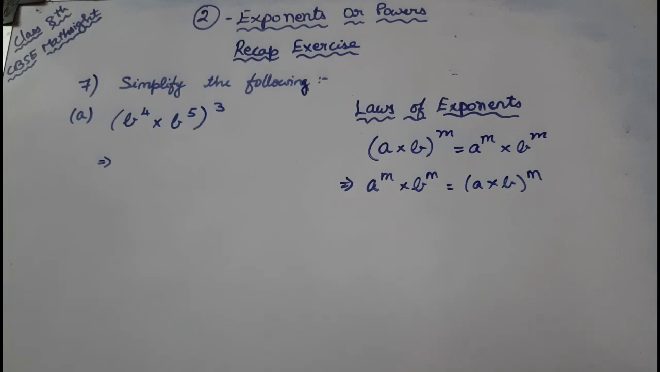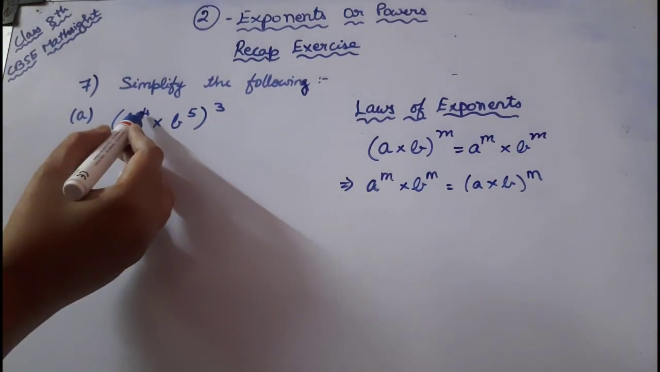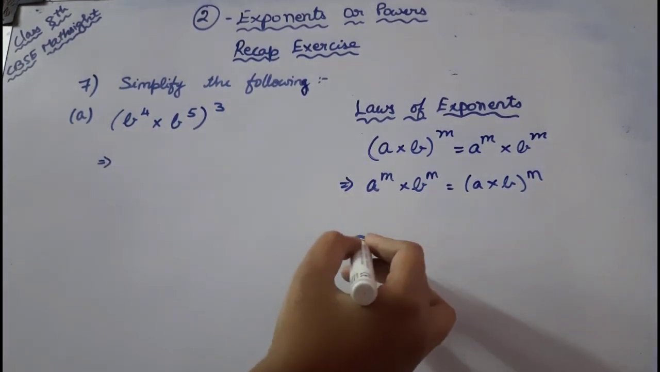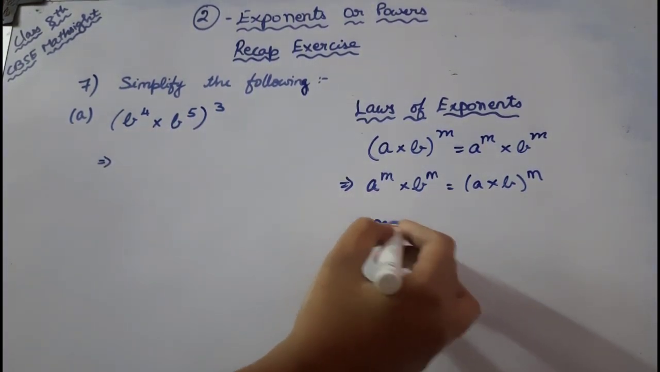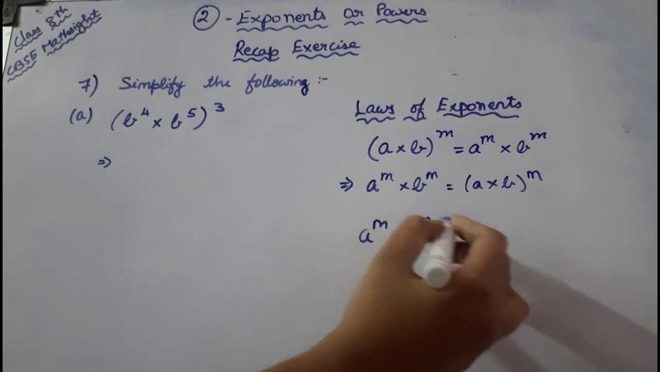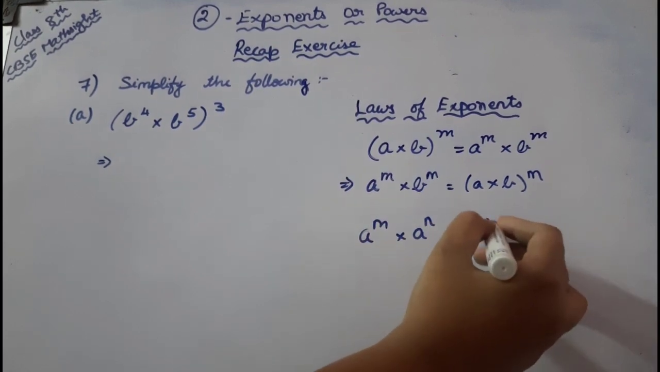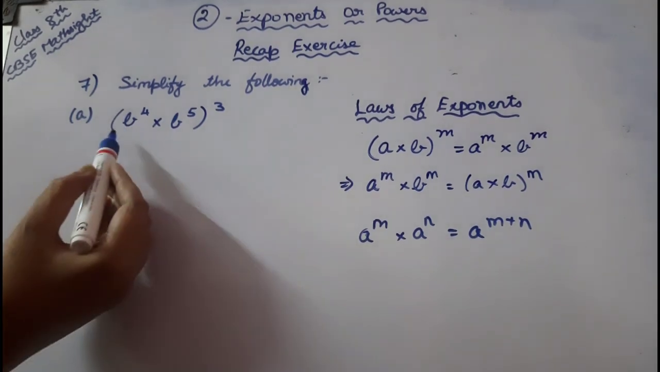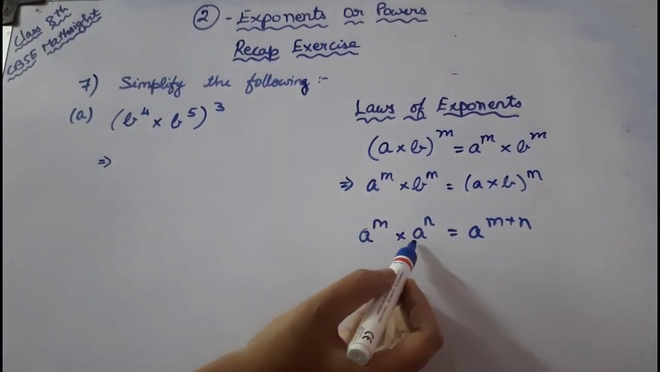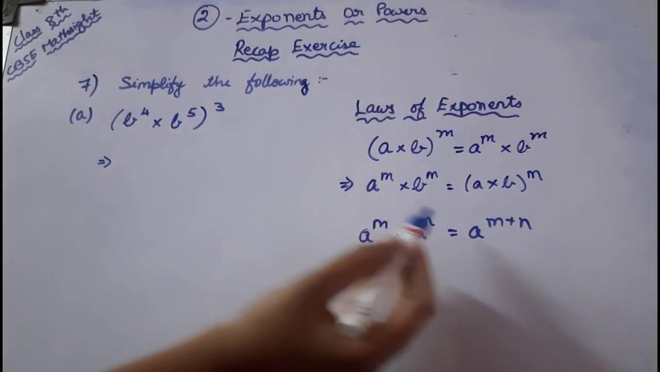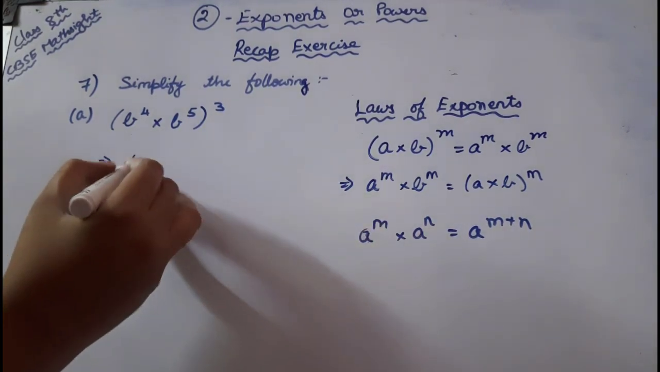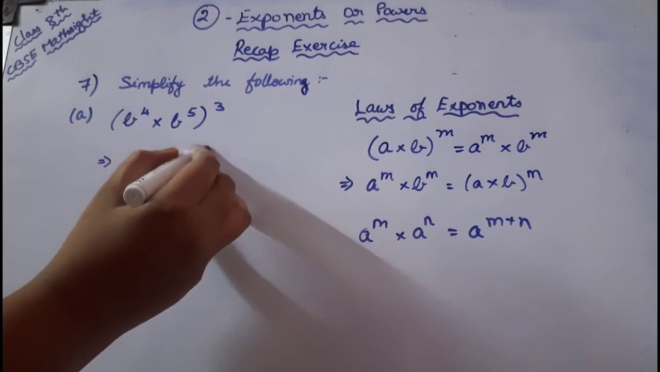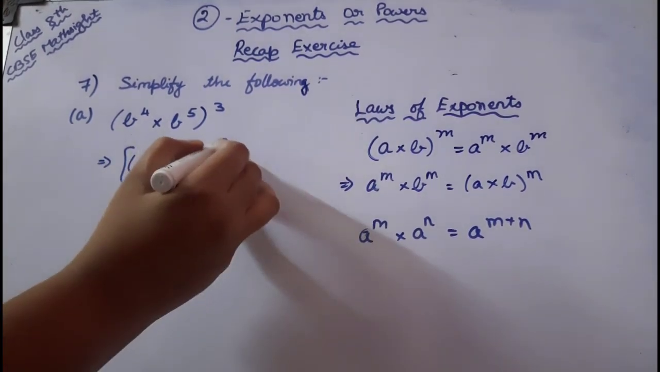Okay, so the first step is we can first do b to the power of 4 into b to the power of 5. So this is same base, a to the power of m into a to the power of n can be written as a to the power of m plus n. So this is of this formula. We have the same base b with different powers, so we can add the powers. So this can be written as b to the power of 4 plus 5, whole to the power of cube.